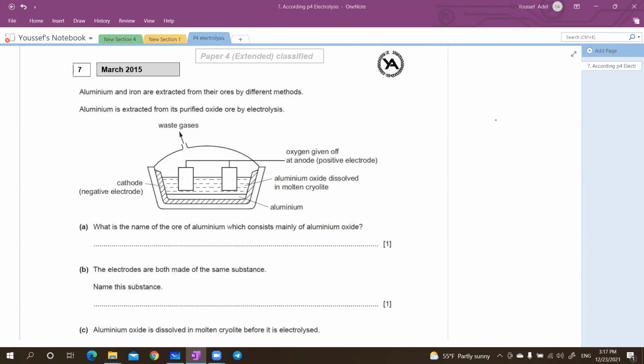The first question: aluminum and iron are extracted from their ores by different methods. Aluminum is extracted from its purified oxide ore by electrolysis, and this is the apparatus. The first question, what is the name of the ore of aluminum, which consists mainly of aluminum oxide? Actually, it is bauxite.